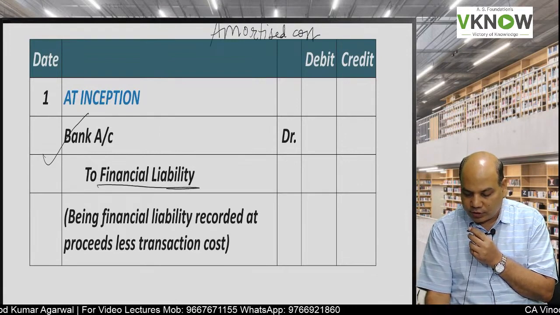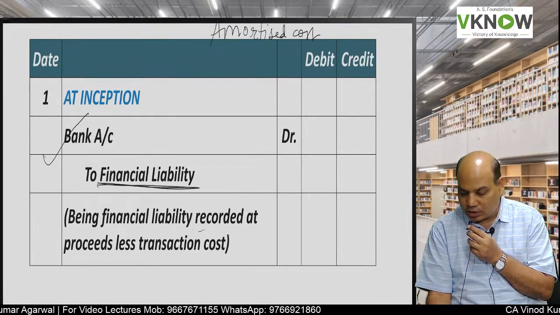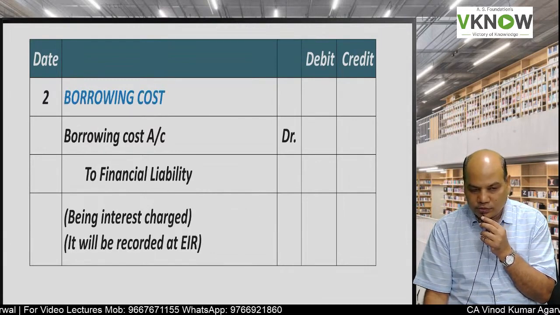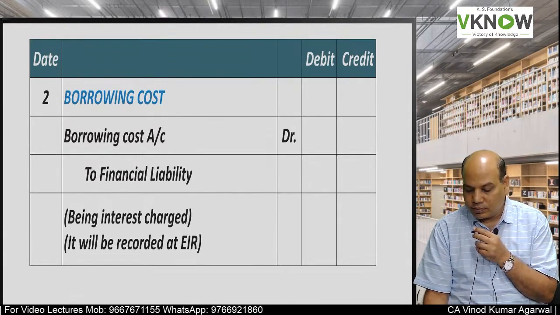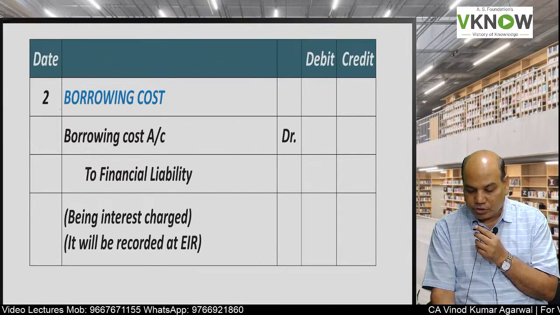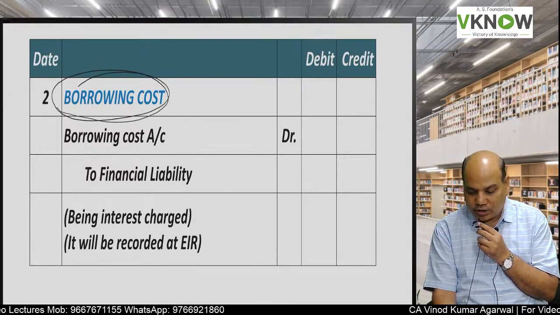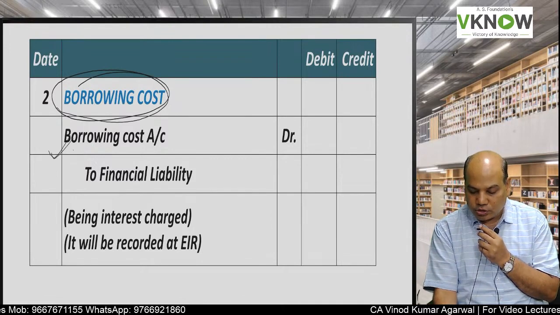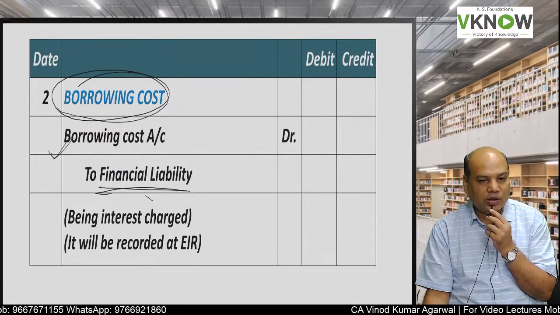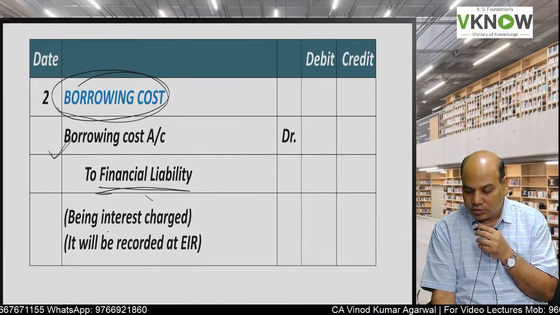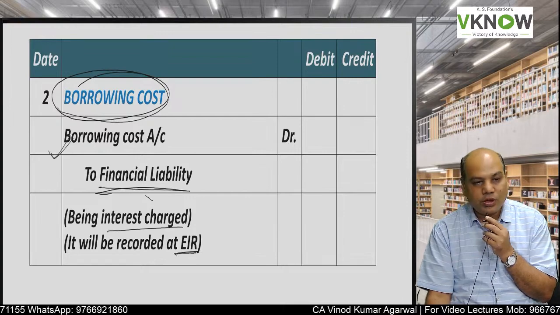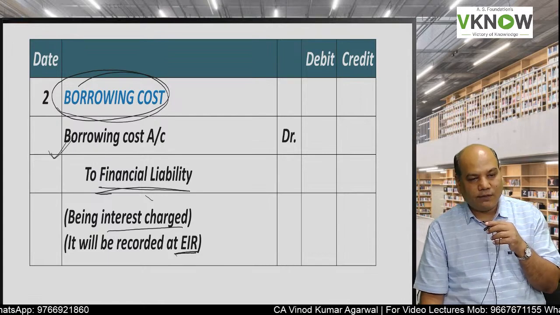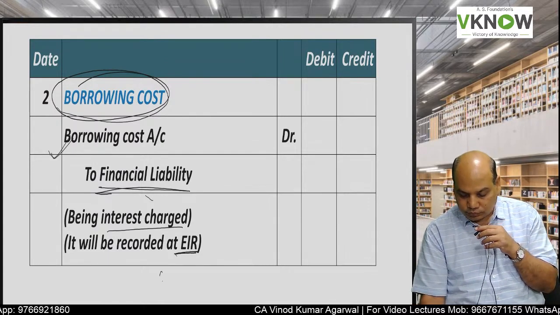Bank account debit to financial liability account, and the amount will be equal to proceeds minus the transaction cost. At the end of the year or every interest payment date, you will create a borrowing cost account debit to financial liability account, and this will be calculated using the effective interest rate.